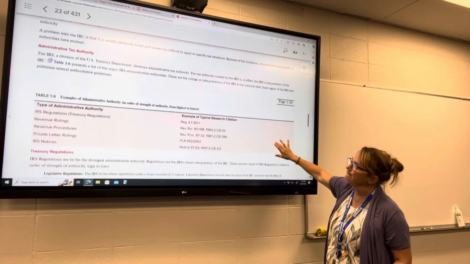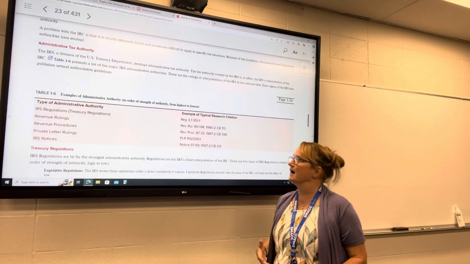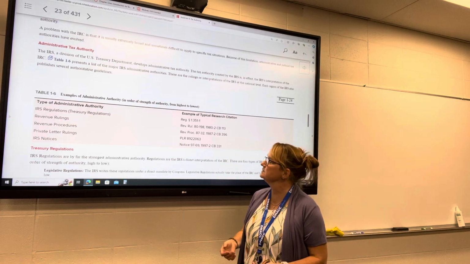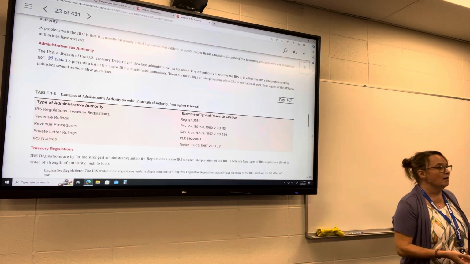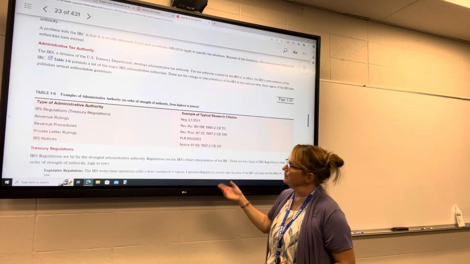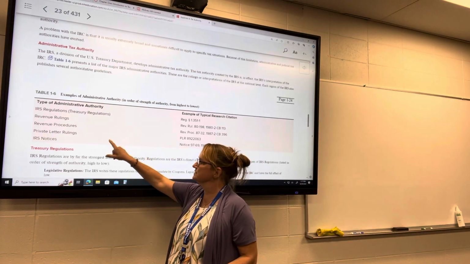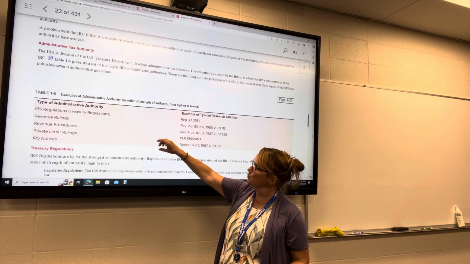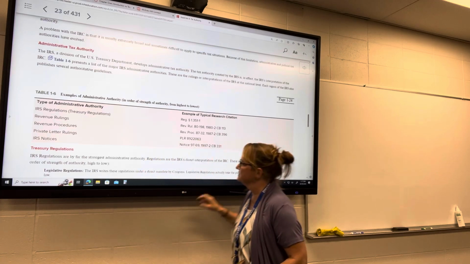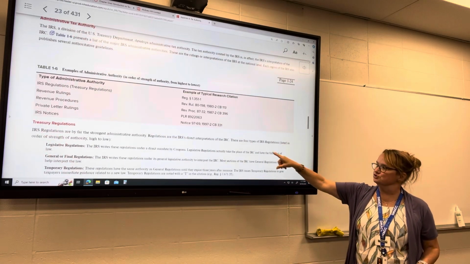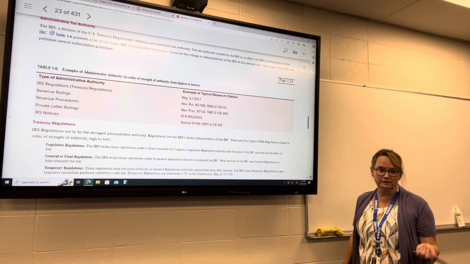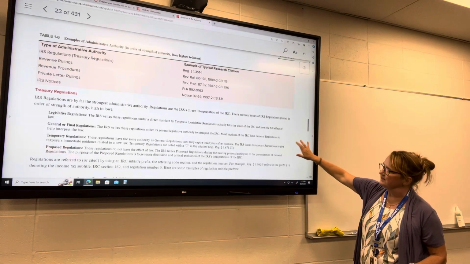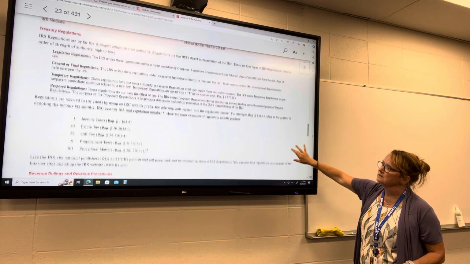Administrative authority, again, these are devised and written by the Treasury Department. Internal Revenue Service is under the Treasury Department. These are all the interpretations of the Treasury Department. So we have regulations, rulings, procedures, private letter rulings, and IRS notices. And these are kind of in a hierarchy as well. So these regulations are items that are the IRS's direct interpretation of the code, exactly what they think Congress meant when they wrote the law. They talk about these 4 different types of regulations. You can read through that if you want or not.